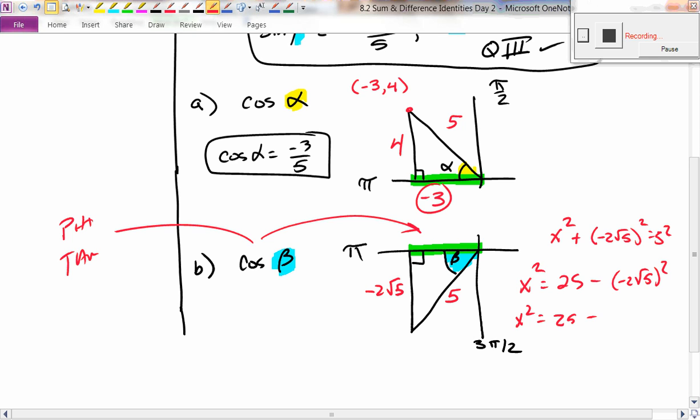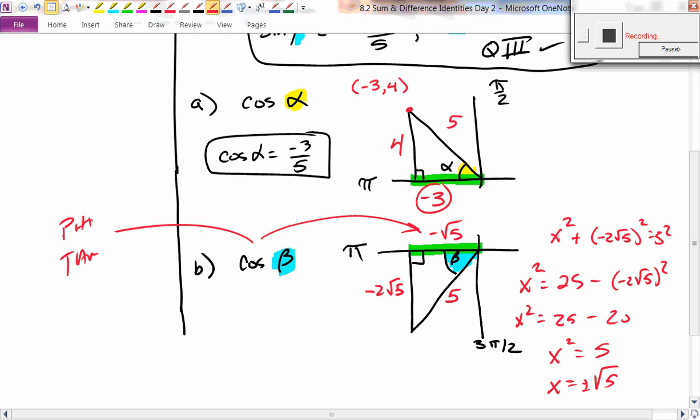20, yes. Very good, because negative 2 squared is 4. Rad 5 squared is 5, and 4 times 5 gives you the 20. Good. So x squared must be 5, x must be plus or minus the square root of 5. Now in this case, it's going to be minus because I'm over there in quadrant 3, and x's are always positive. So this is negative. Okay so far? Yes. Okay, good.